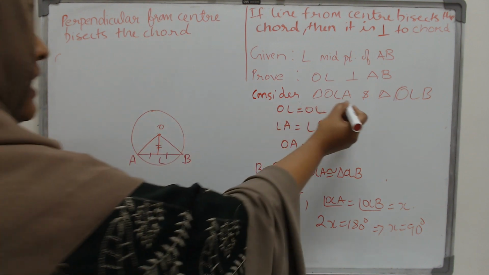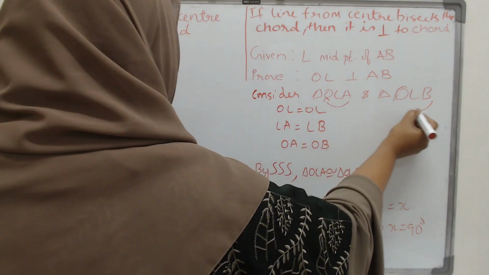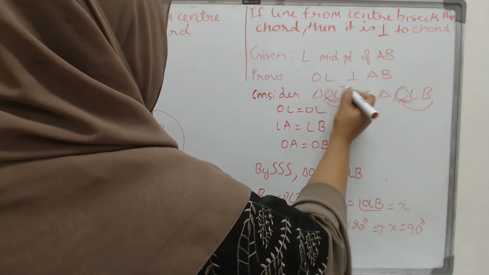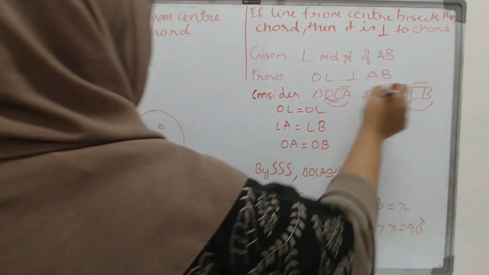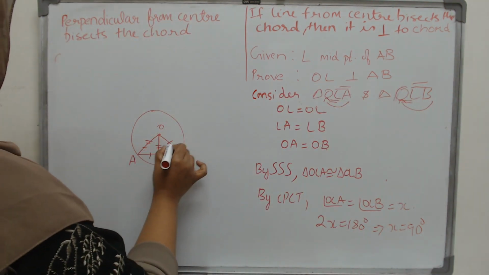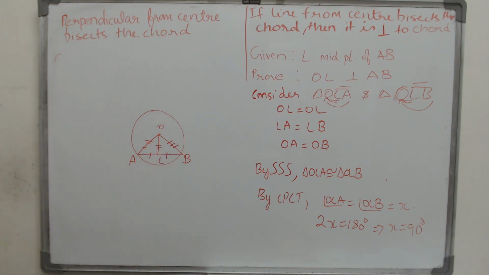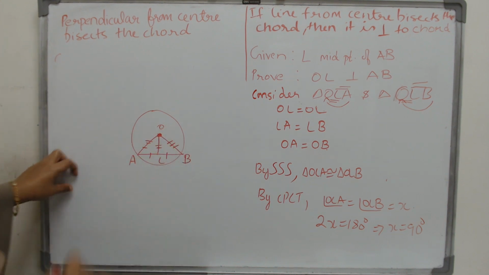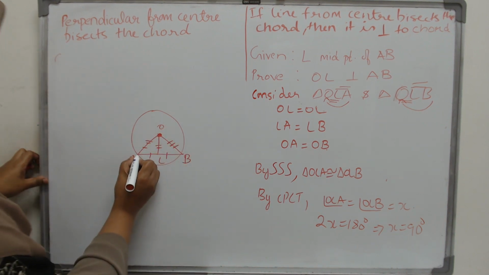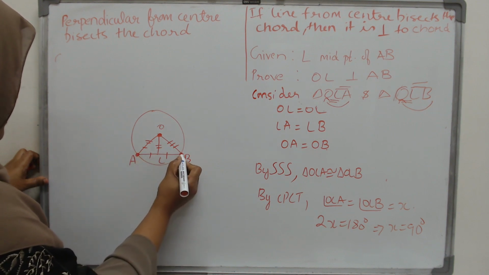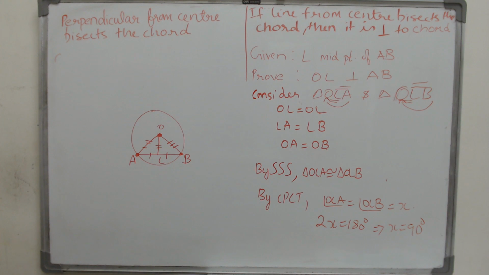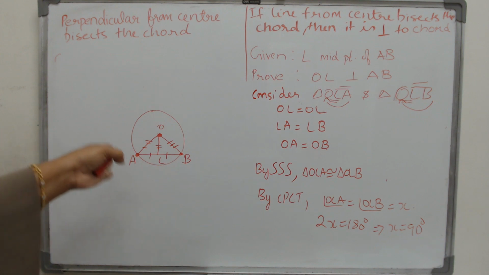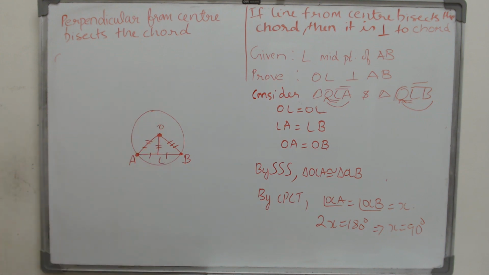What about OA? OA and OB go in the same order. The first two, the second two, and the third one. What about that? Remember, the radii are always equal. When you have two line segments whose one endpoint is the center of the circle and the other endpoint lies on the circle, then we are talking about radii which are always equal. So you have three equal sides, so it is SSS, and these two triangles are congruent.